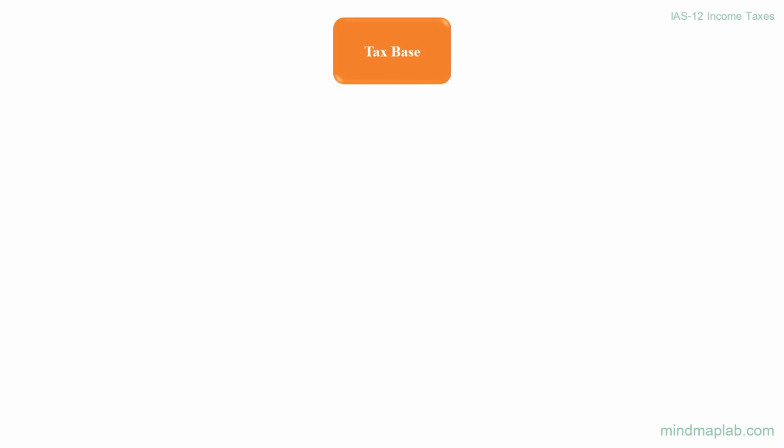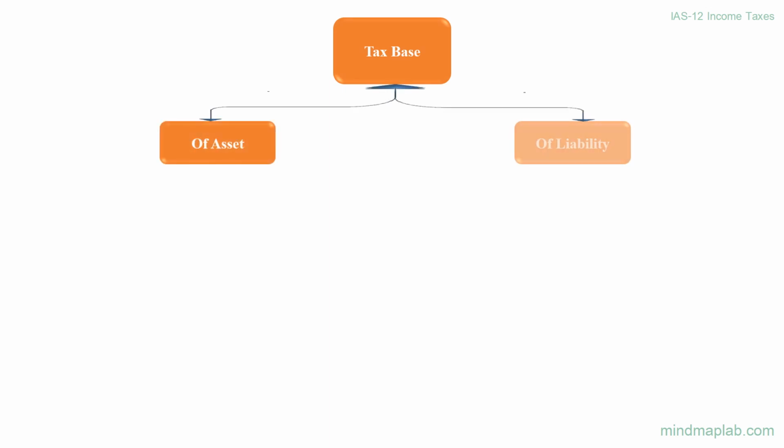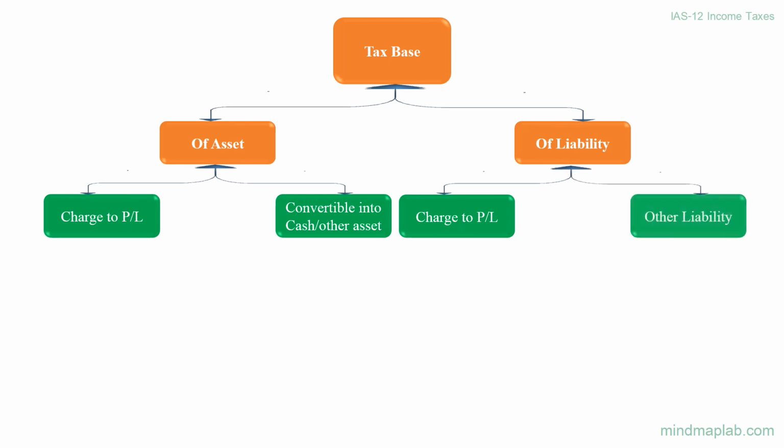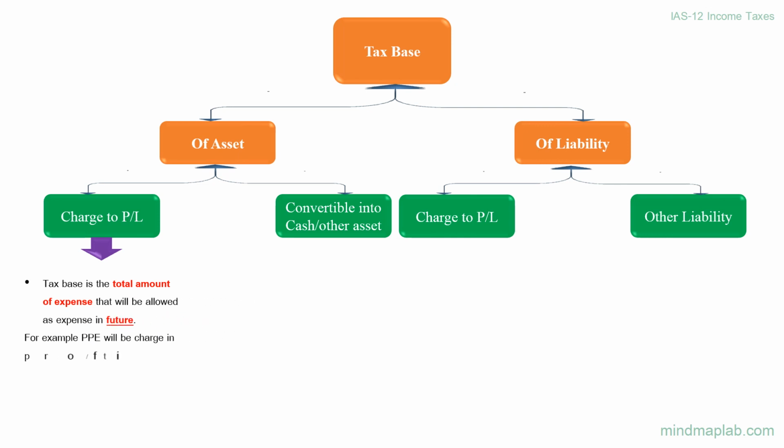Tax base. Tax base of an asset and tax base of a liability. IAS 12 gives further guidance on assets charged to profit and loss, and assets convertible into cash, or other assets, along with the tax base of liabilities that are charged to profit and loss, and other liabilities. Tax base of assets charged to profit and loss: tax base is the total amount of expense that will be allowed as expense in future. For example, property, plant and equipment will be charged in profit or loss as expense over the period.